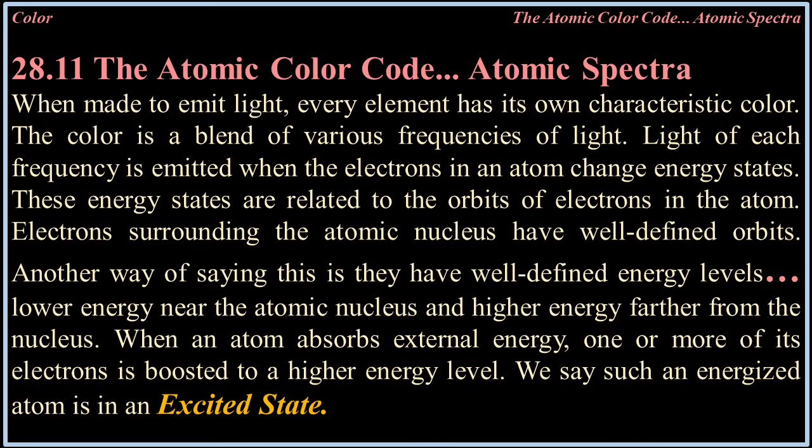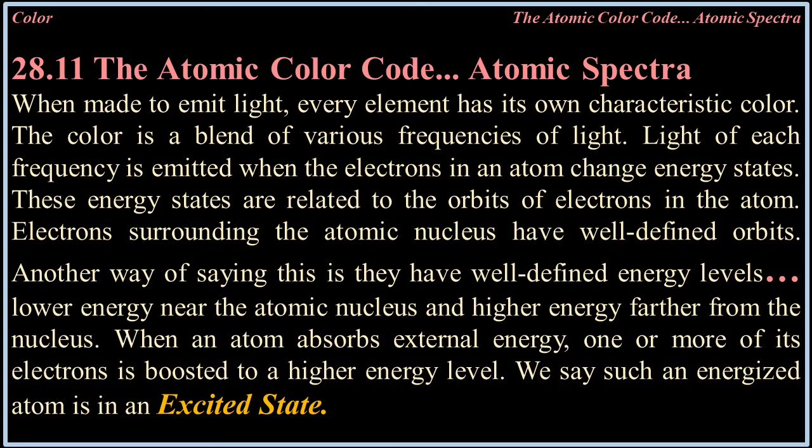28.11, the atomic color code, atomic spectra. When made to emit light, every element has its own characteristic color. The color is a blend of various frequencies of light. Light of each frequency is emitted when the electrons in an atom change energy states. These energy states are related to the orbits of electrons in the atom. Electrons surrounding the atomic nucleus have well-defined orbits. Another way of saying this is they have well-defined energy levels. Lower energy near the atomic nucleus and higher energy farther from the nucleus.